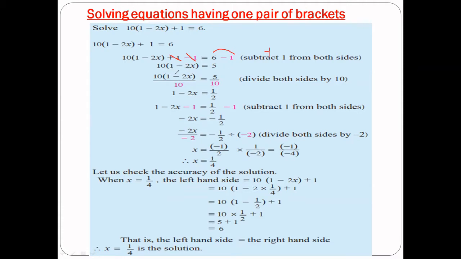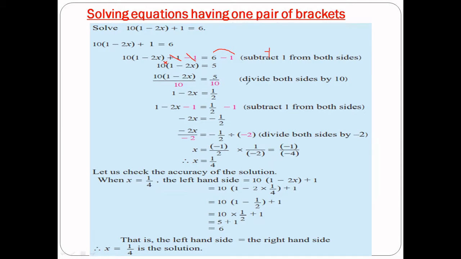Now how to remove this bracket? There are many methods here. In this one, they have divided this 10 by 10. There is another method also. I will tell that also. Here in the middle there is a multiplication. 10 multiplied by 1 minus 2x. This meaning of the bracket is that the 10 is the common factor. 10 is the common factor of this bracket. So that is a multiplication.